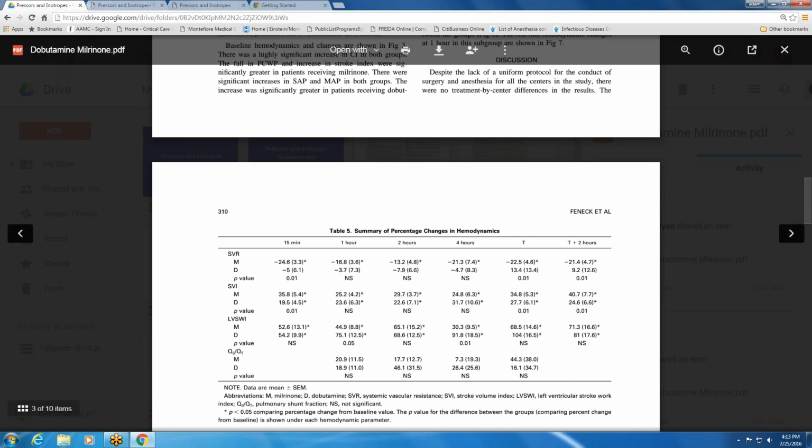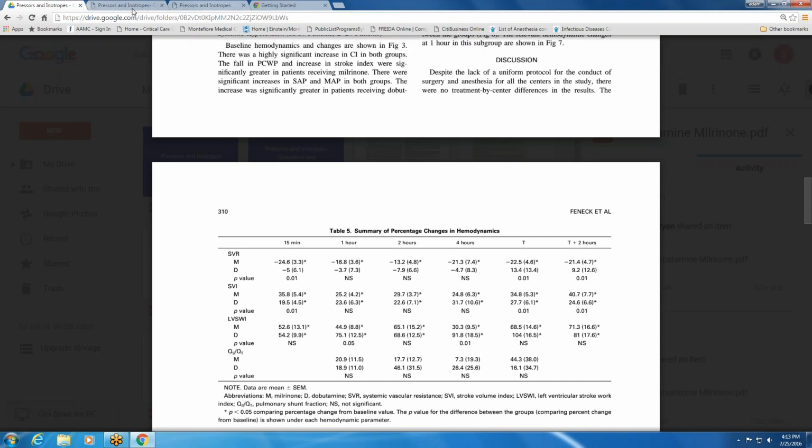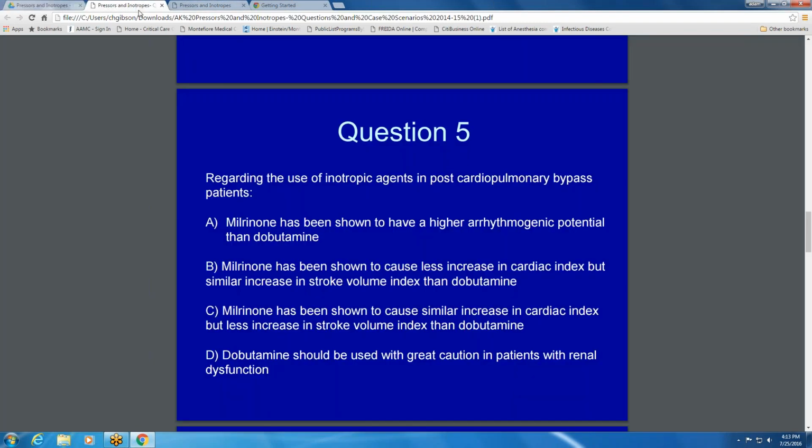Okay. That's this last weird question. Question 5. Regarding the use of inotropic agents in post-cardiopulmonary bypass patients, which of the following is true? Milrinone is more arrhythmogenic than dobutamine. I didn't go over that with you, but it's actually the opposite. With dobutamine, there's a higher incidence of AFib than with milrinone, so it's something to know.